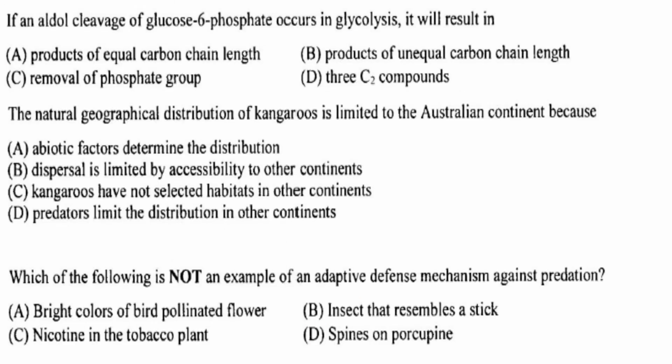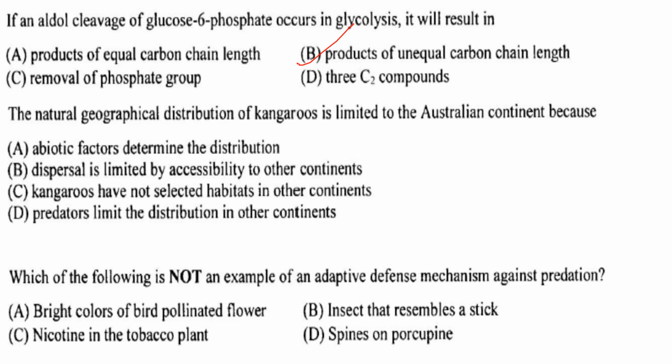Then next one. If aldol cleavage of glucose 6-phosphate occurs in glycolysis, it will result in... So if aldol cleavage of glucose phosphate results, then it will give rise to 2 products. One is glyceraldehyde 3-phosphate and the other is erythrose 4-phosphate. Glyceraldehyde is a 3-carbon compound, erythrose is a 4-carbon compound. So it will produce carbon chain length of unequal length. So products of unequal carbon chain length will be produced. Answer is option B.